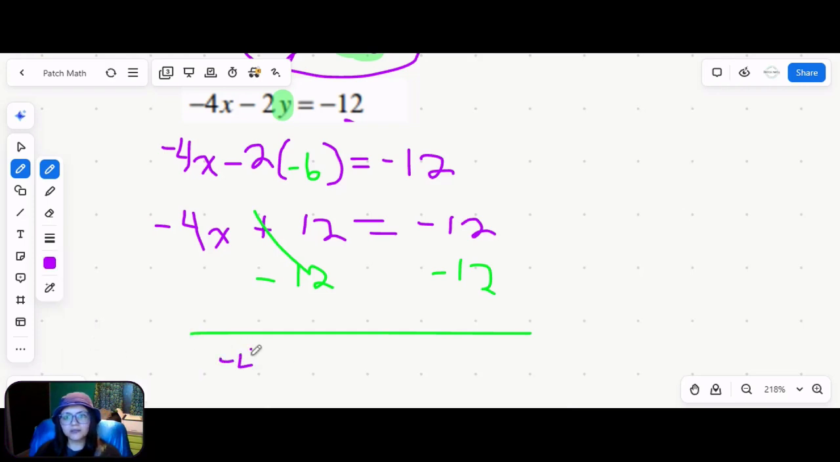negative 4x equal to negative 12 minus 12 means we go deeper into the negative. Those don't actually cancel each other out. They don't have the opposite sign. So we have negative 24 here.